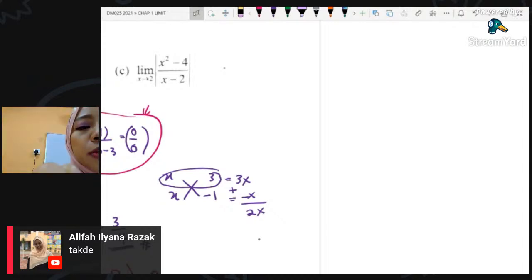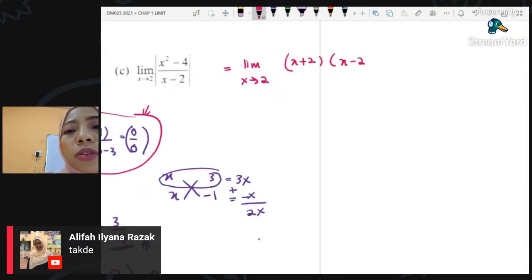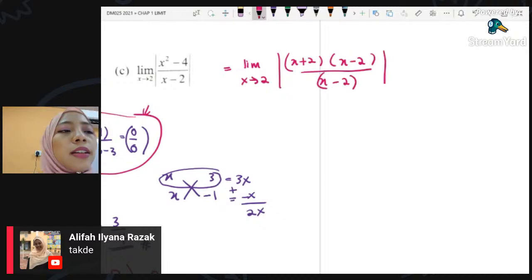Okay, so limit x approaching 2. When you substitute, 2 square minus 4 is 0, and 2 minus 2 is 0. So you have to factor x plus 2, x minus 2, over x minus 2.